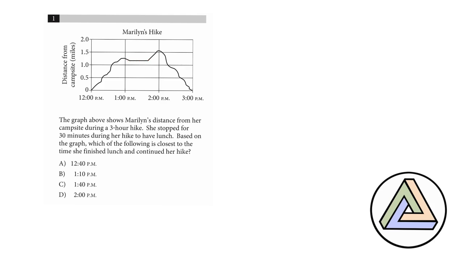So the real question is, based on the graph, which of the following is closest to the time she finished lunch and continued her hike? Well, she started to take a break a little bit after 1 o'clock, and then as she got closer to 2 o'clock, certainly past 1:30, that's when she resumed her hike. So that's why answer choice C is the answer. All right, not much arithmetic involved there. This is pure interpretation of the graph.